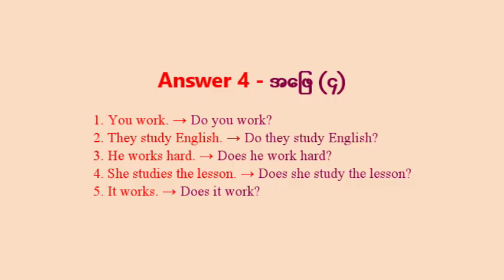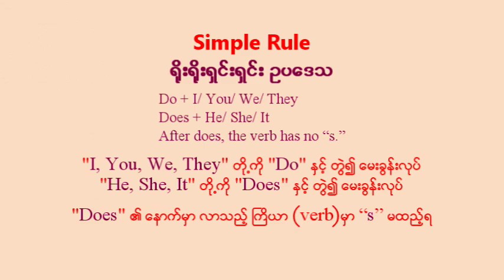Answer 4. 1. You work. Do you work? 2. They study English. Do they study English? 3. He works hard. Does he work hard? 4. She studies the lesson. Does she study the lesson? 5. It works. Does it work? Simple rule: do plus I, you, we, they. Does plus he, she, it. After does, the verb has no S.